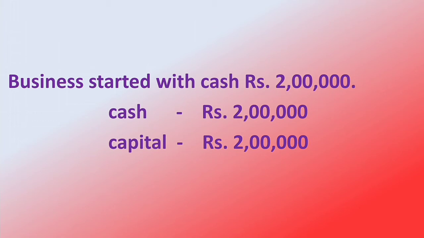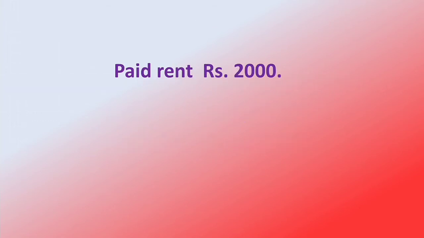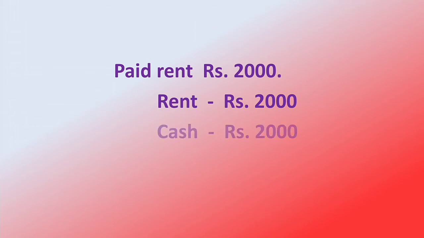rupees 2 lakh each. Now the next one, paid rent, means it is an expense. The business incurred an expense, that is rent. Then we have to show that expense in our books. Then the first aspect is rent. And rent paid means we have paid it by cash and our cash balance is reducing. So the next aspect is cash for rupees 2000. Then the dual aspects here are rent account and cash account.